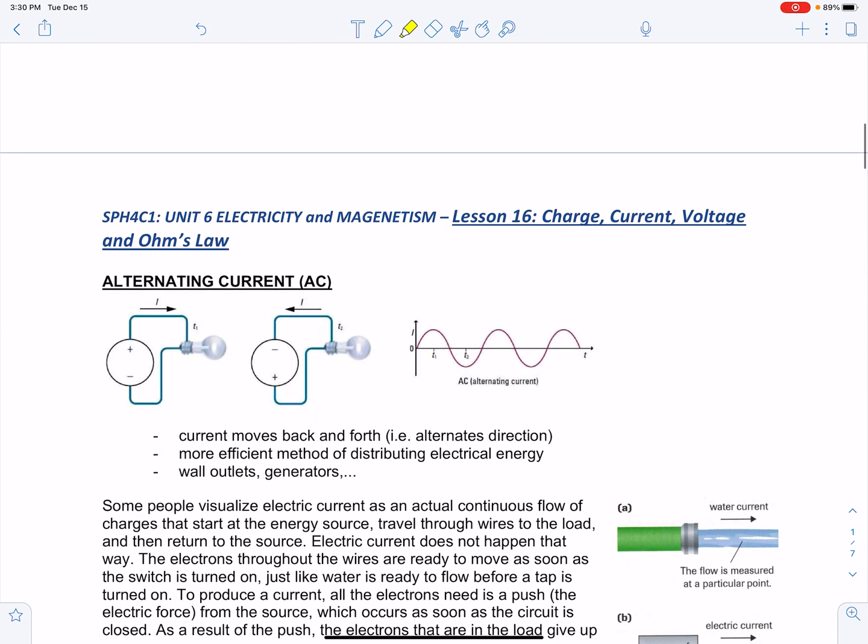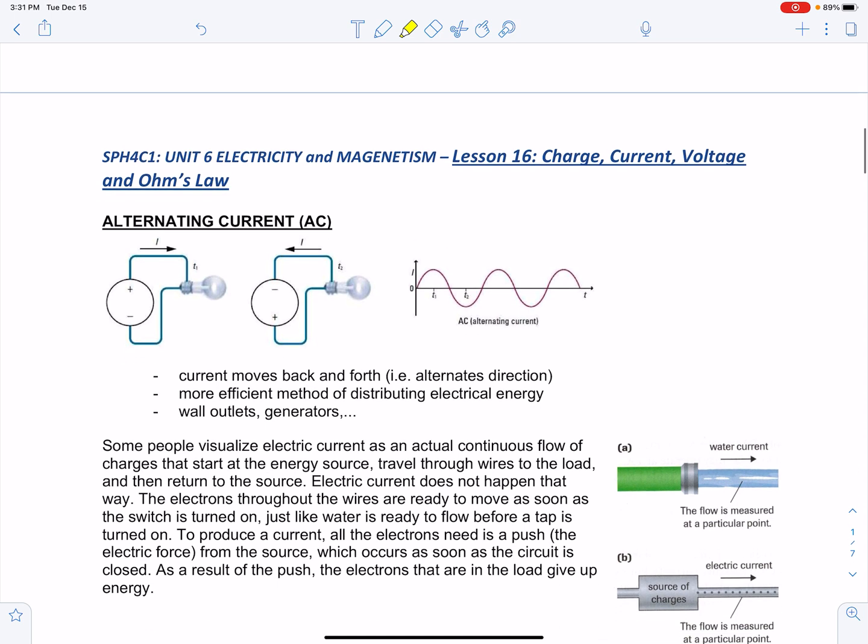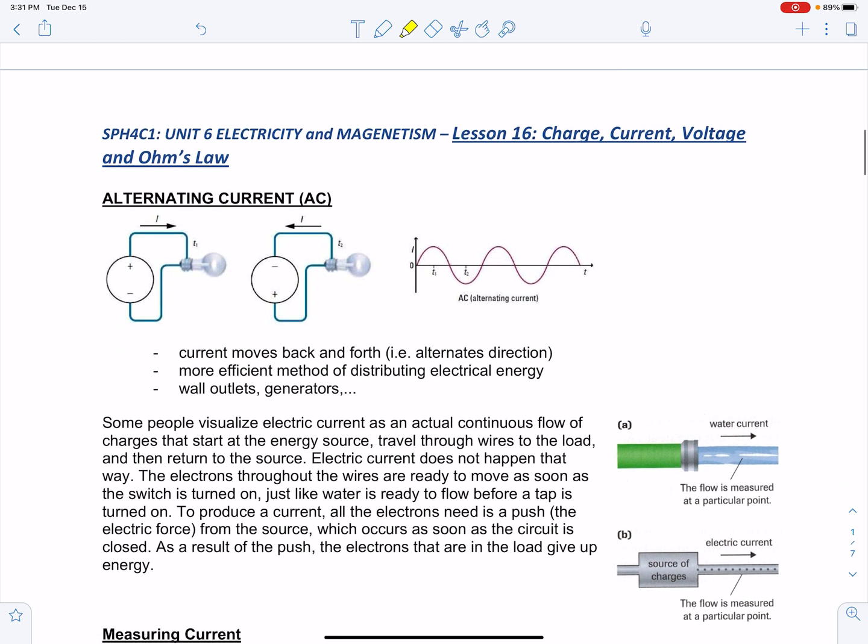Alternating current is current that moves back and forth, i.e. alternates in direction, and is a more efficient method of distributing electrical energy. This is the type of energy that is found in your wall outlets and in your generators.